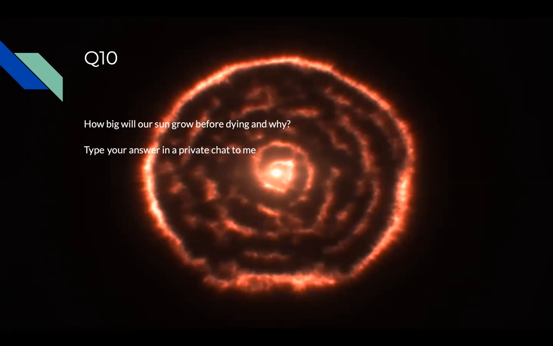How big will the sun grow? Irido, you're going to have to try. I can't accept that answer. Naveen, you have to say. Okay. How big will our sun grow before dying? Answer that part first, then give me the second answer. Naveen, I'm not going to accept the answer.